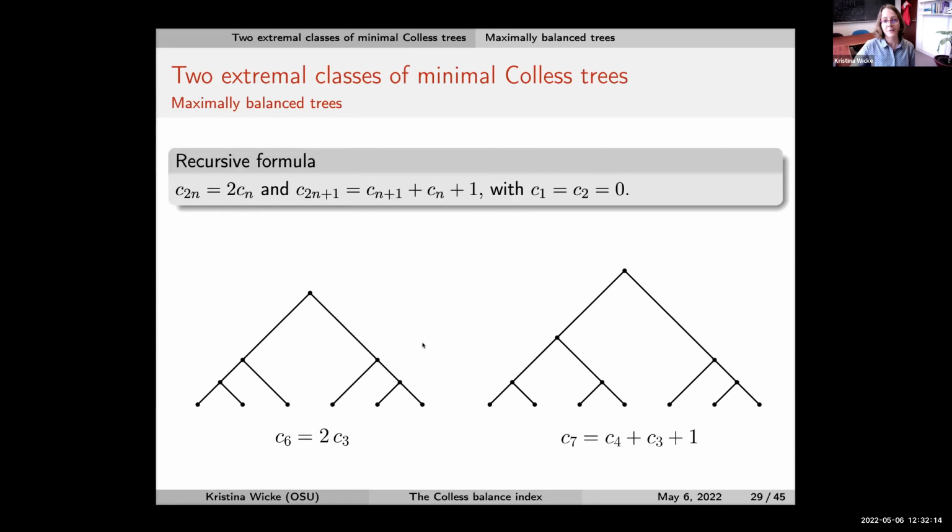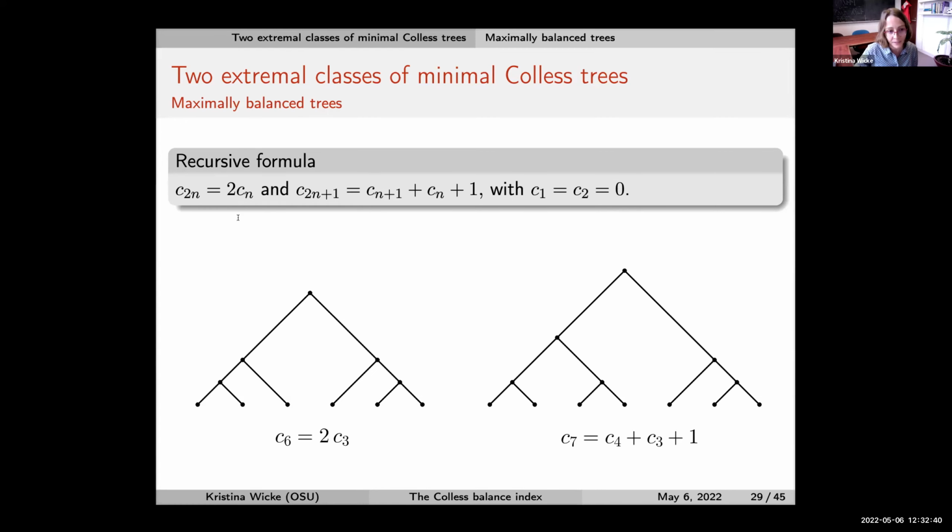Okay, so I'm going to introduce two extremal classes of minimal Colless trees, and the first one is called the class of maximally balanced trees. For this, it's useful to recall the recursive formula we obtained for the Colless index: C(2n) = 2 C(n), and C(2n+1) = C(n) + C(n+1), because this directly gives us a way to construct a minimal Colless tree.